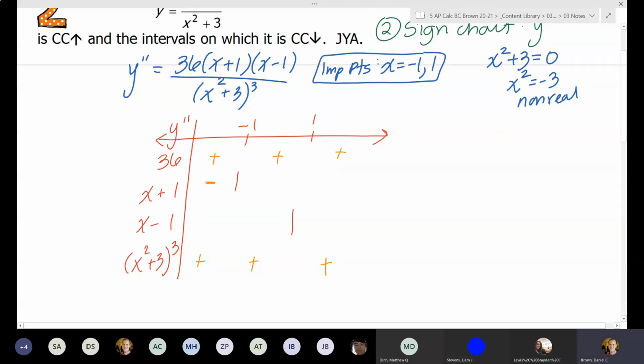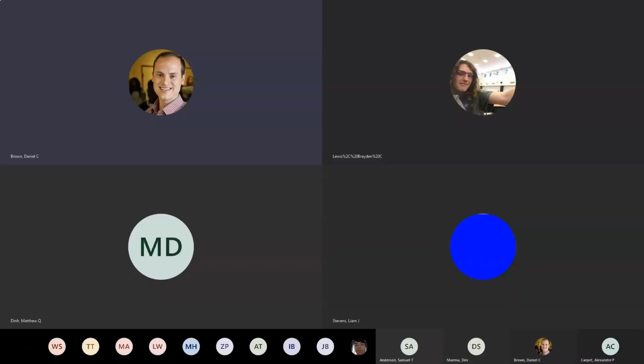Anything bigger than -1 added to 1 is going to give you a positive number, like 0 plus 1 is positive. And then for x minus 1, we have something similar. To the left of 1, that factor is negative, and to the right of 1, it's positive. Then you want to figure out what the second derivative is overall. So in this first one, we have 2 positives and 2 negatives. 2 negatives make a positive. In the middle column, we only have 1 negative, so the whole column is negative. And then for this last one, everything is positive, so we know that that interval is positive.